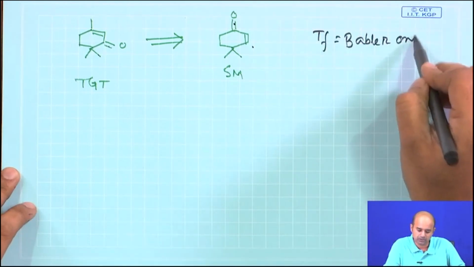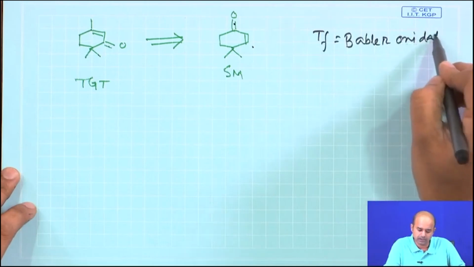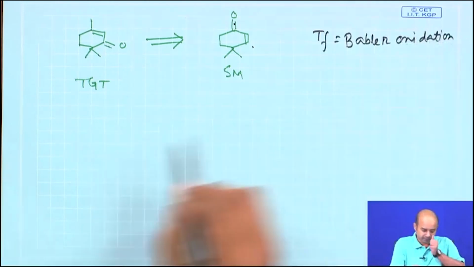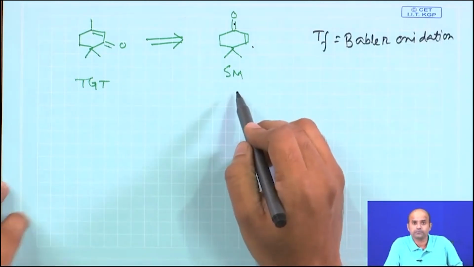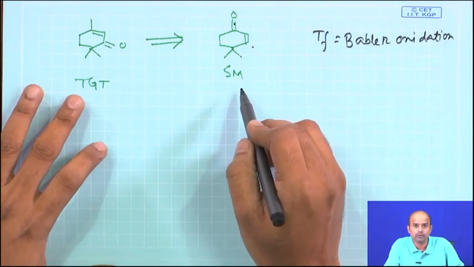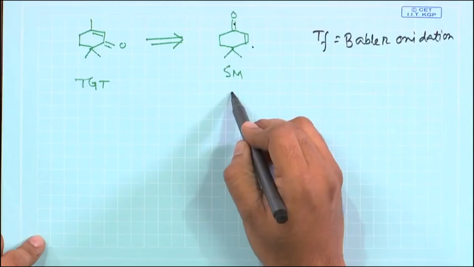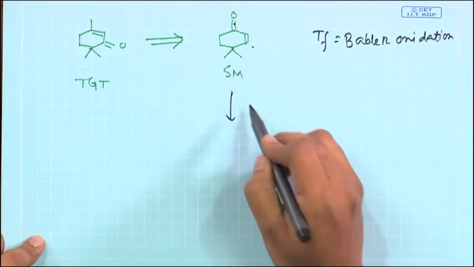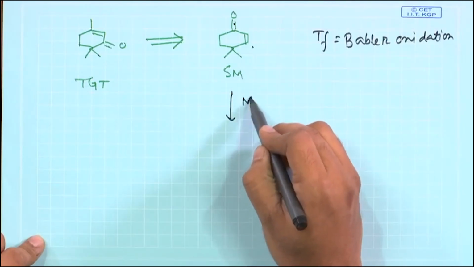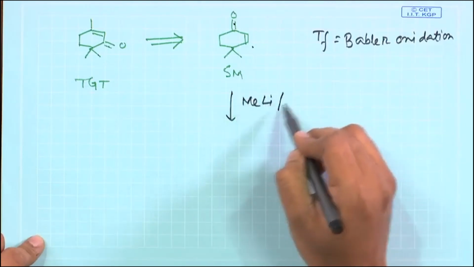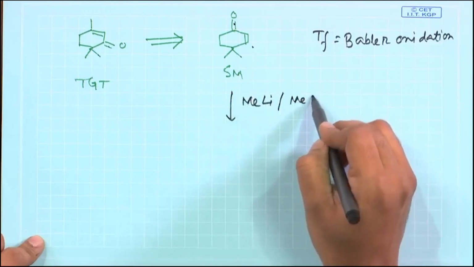Babler oxidation is a bit of an uncommon transformation. Now, as I said, in the target molecule you have one extra methyl group, so you need to introduce a methyl functionality. The starting material is something like this. So, we will put in methyl lithium or methyl magnesium first.